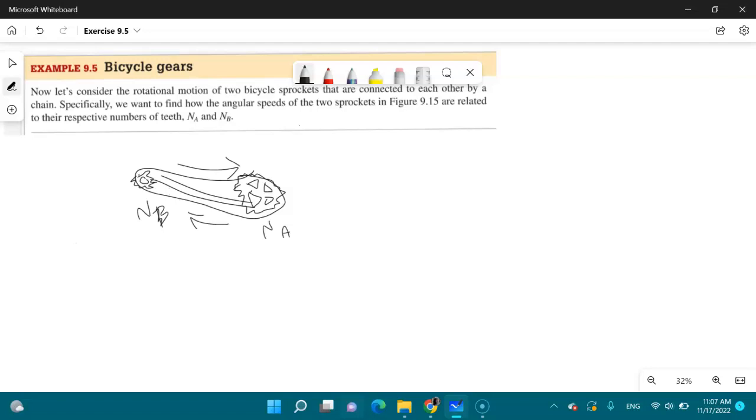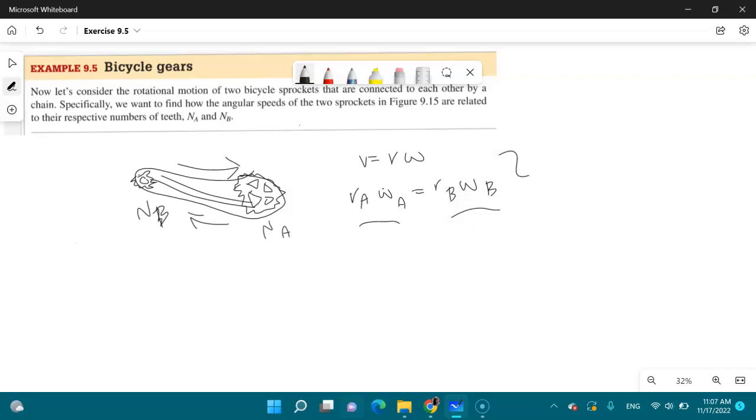So we're being asked to find the relation between the numbers of teeth. I think the first way that we could do that is by looking at the velocity, and that's equal to the radius times the angular velocity. So that's just the general velocity. And then we would have the radius of A and the angular velocity of A would be equal to the radius of B and the angular velocity of B. So this right here is an expression that can help us see how they're related to each other.